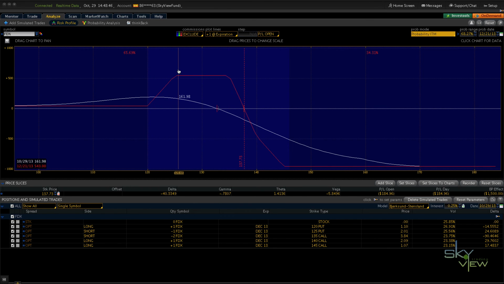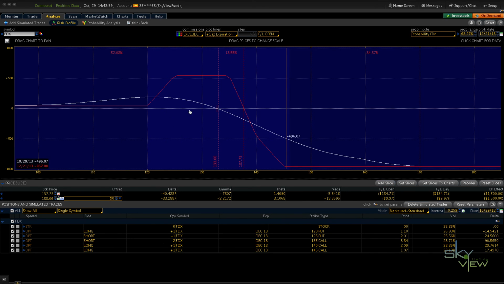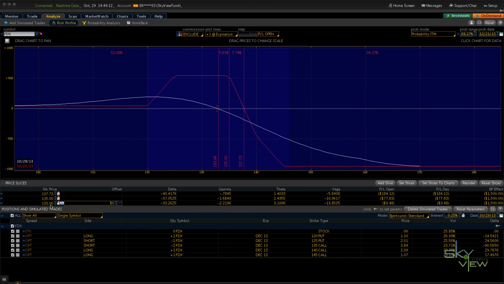So taking this one step further, we can calculate our probability of max profit, which is obviously going to be lower than our probability of breaking even. But the way we can do this is we can just add slice, and I'm going to set this slice to our short strike of 135, and then I'm going to add another slice, and we're going to set this one to 125. So that's the range we need FDX to stay in to make max profit. So you can see our probability of making max profit is basically 30%.